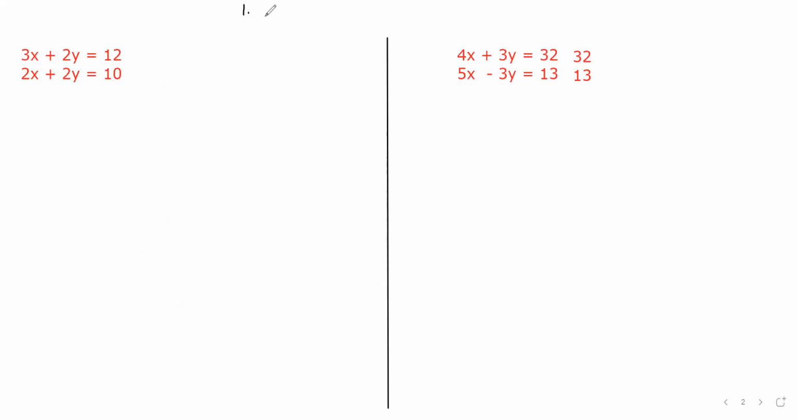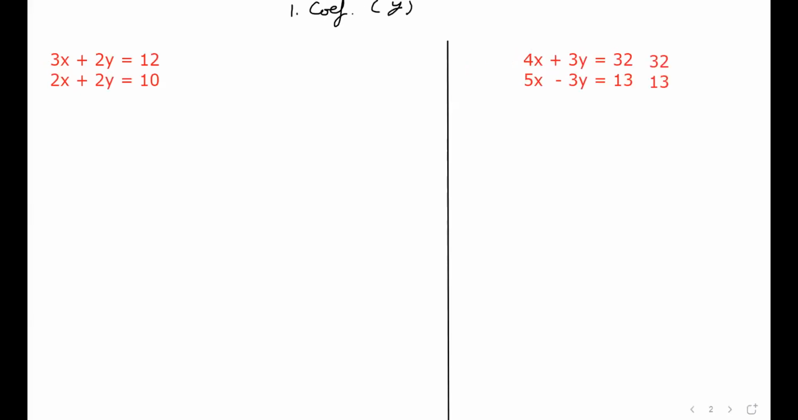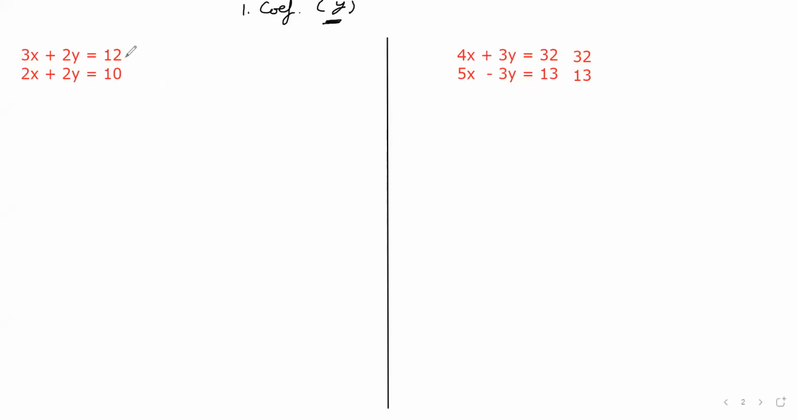First step, I'm going to look for similar coefficients. Let's check the coefficients of the x. I'll find that here I have 3 and 2. So they are different coefficients. But let's check the coefficients of the y. I found 2 and 2. So here, the similar coefficients are for the y. Let's start to work out the coming steps. So I found that y has similar coefficient in both equations.